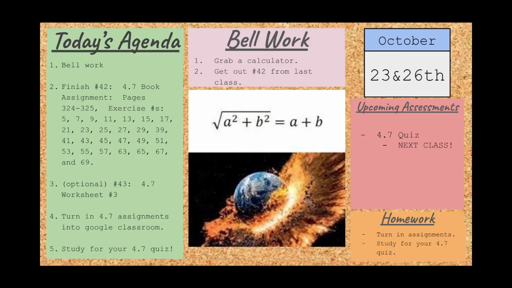All right, guys, I need you to get out number 42 from Tuesday. That would have been the 4.7 book assignment. I think we started on that on Tuesday with about 20 minutes left in class, so you only got a little bit of that done. That's going to be the main thing to get through today. But I want to go ahead and give some directions here before I give you time to work on that.